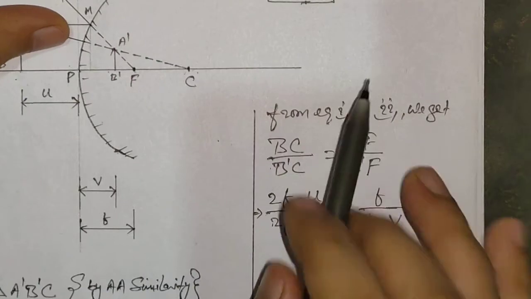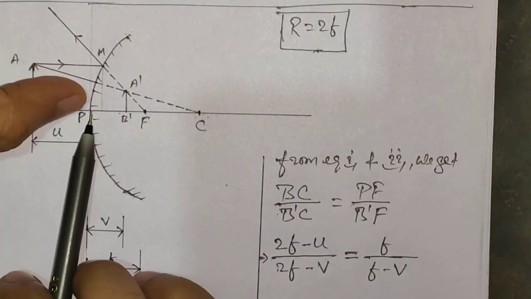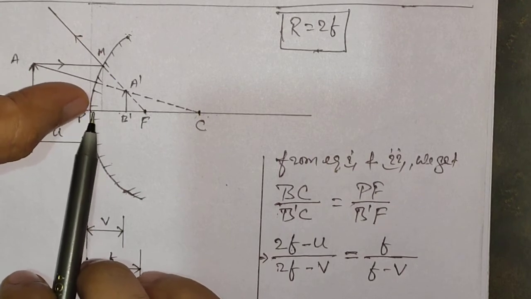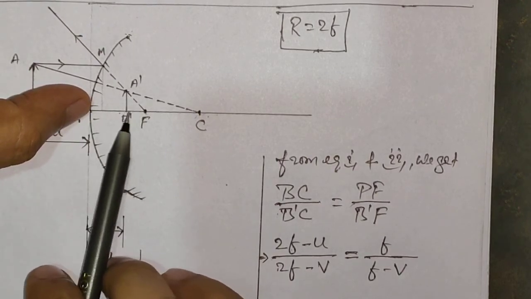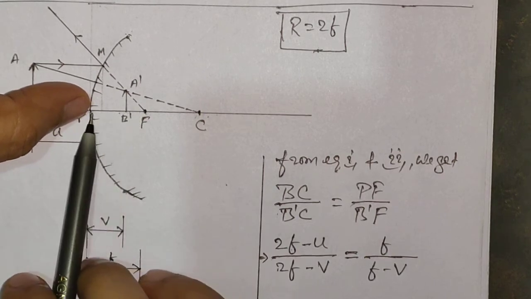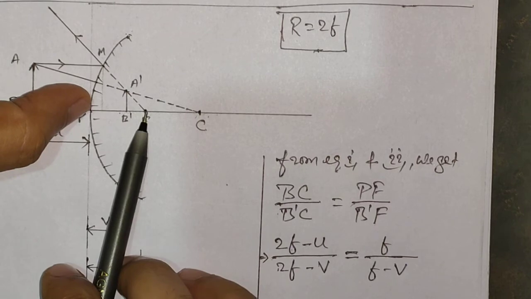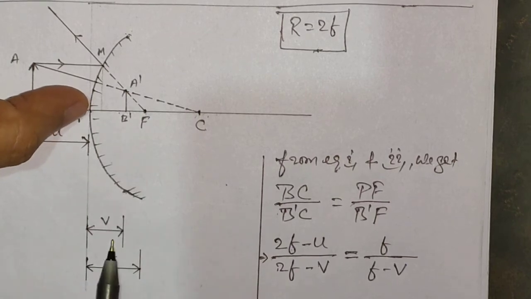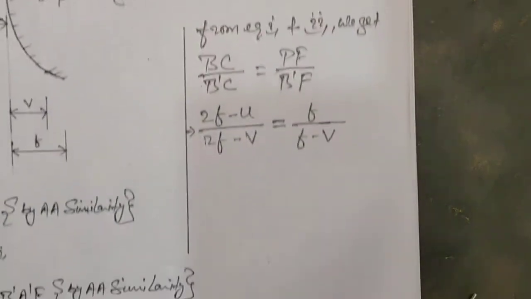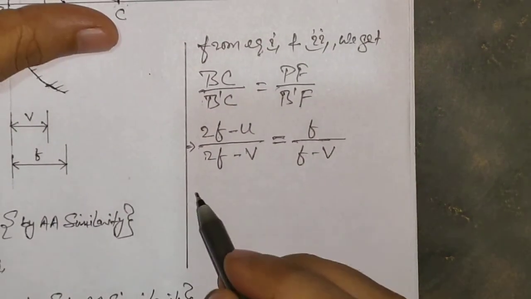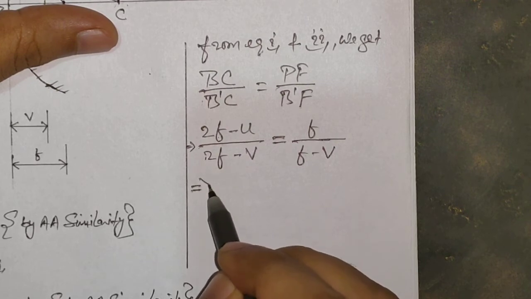So how can we get the value of B dash F? B dash F is this. Now we need to measure it from the pole. So we are going to subtract PB dash from PF, then we are going to get B dash F. So in place of B dash F, we can write PF minus PB dash. And we know that PF is equal to f and PB dash is equal to v. So simply we can replace that with f minus v. This is the thing which we need to do. Now we'll do the simple calculations, and I hope that we can easily get our required result.